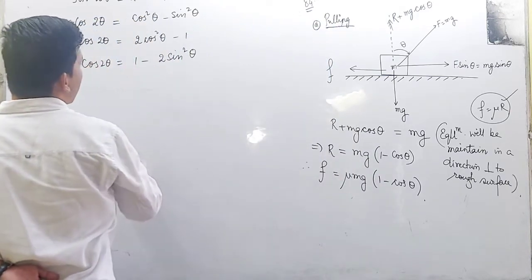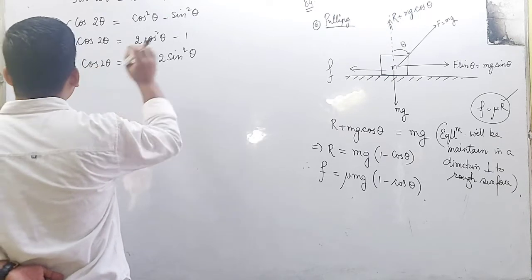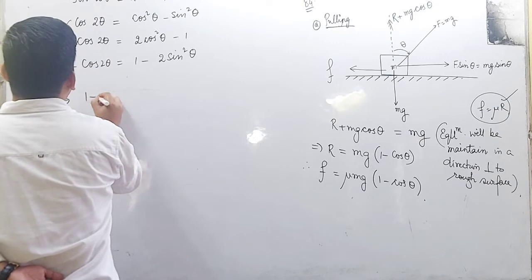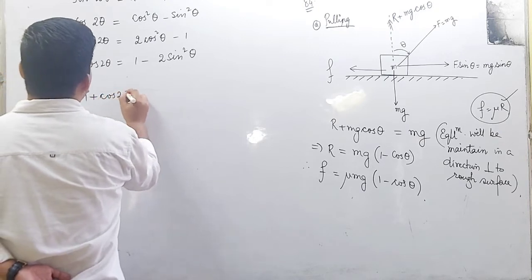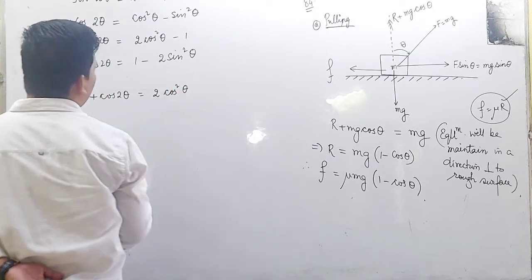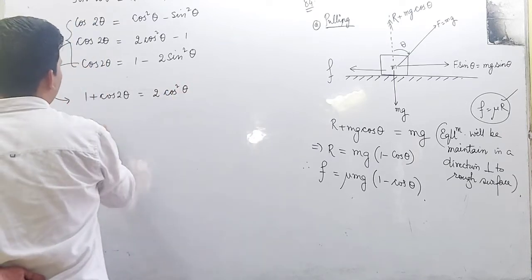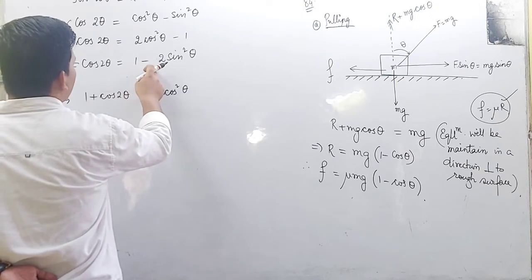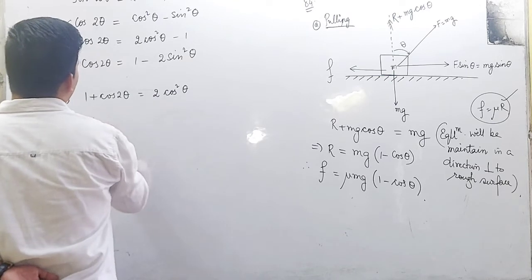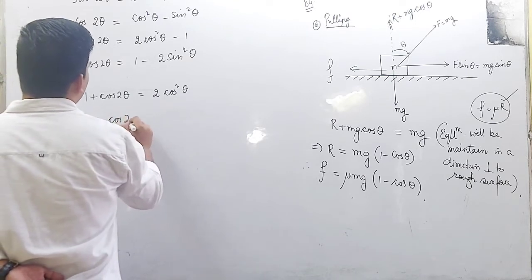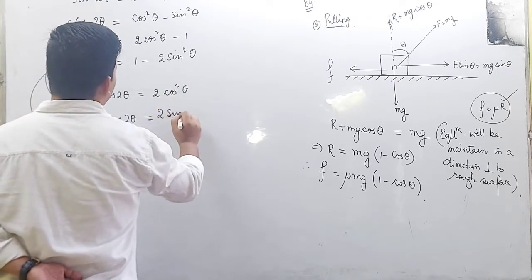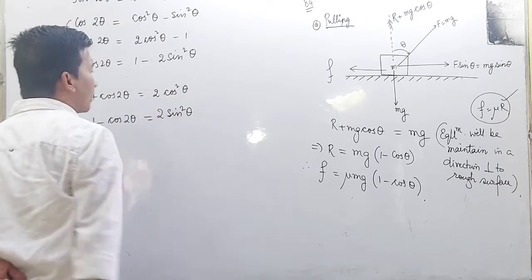That means from this equation we will be having 1 plus cos of 2 theta is equal to 2 times cos square theta. And if we transfer this 2 sin square theta over here, 1 minus cos of 2 theta is equal to 2 sin square theta.